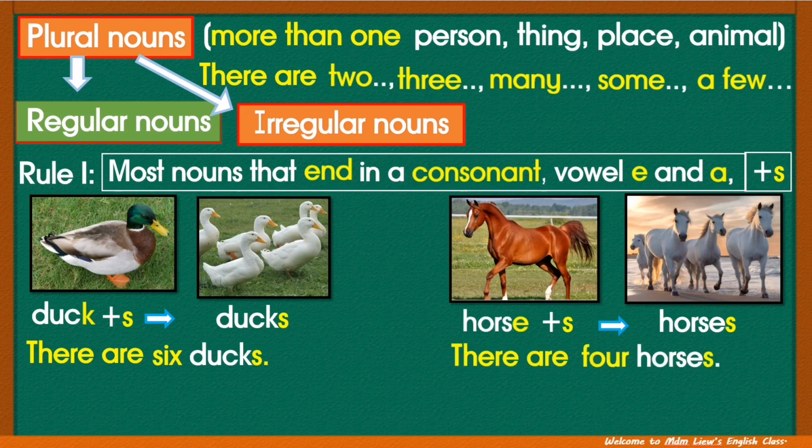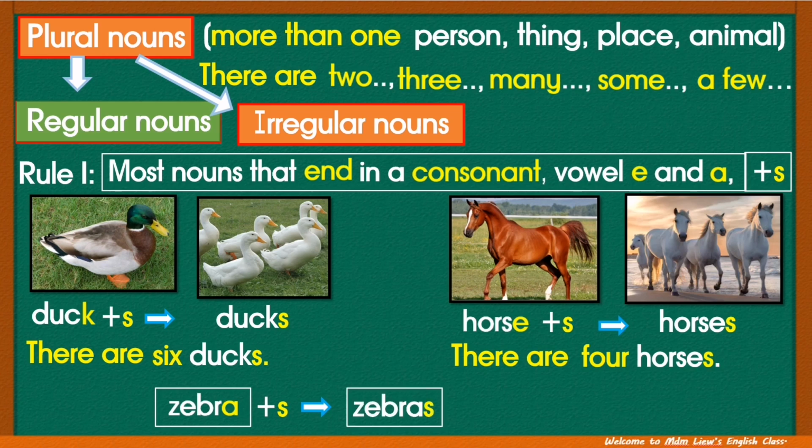One more example. Zebra. The noun zebra ends in the vowel A, so you need to add S to make it plural, and it becomes zebras. Now, to write the sentence, start with there are, followed by a quantifier some, and then the plural noun zebras. There are some zebras.